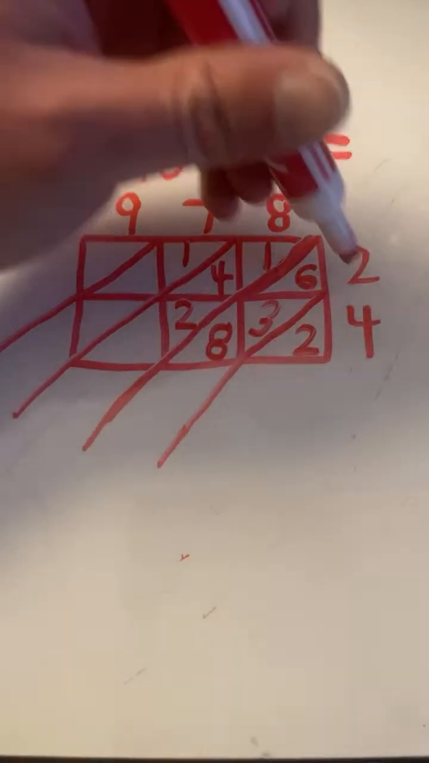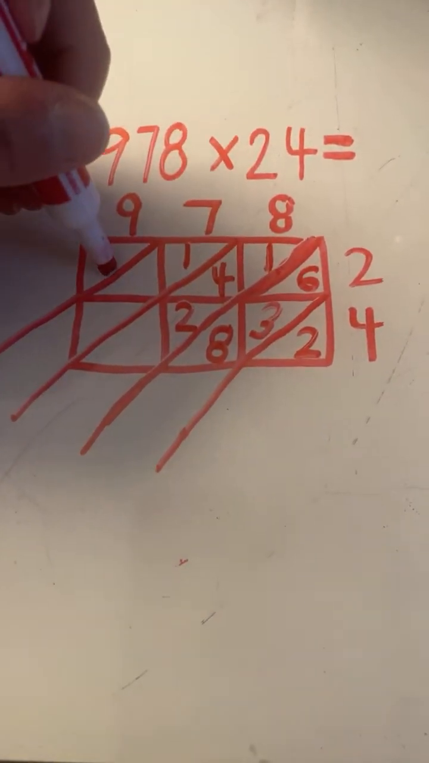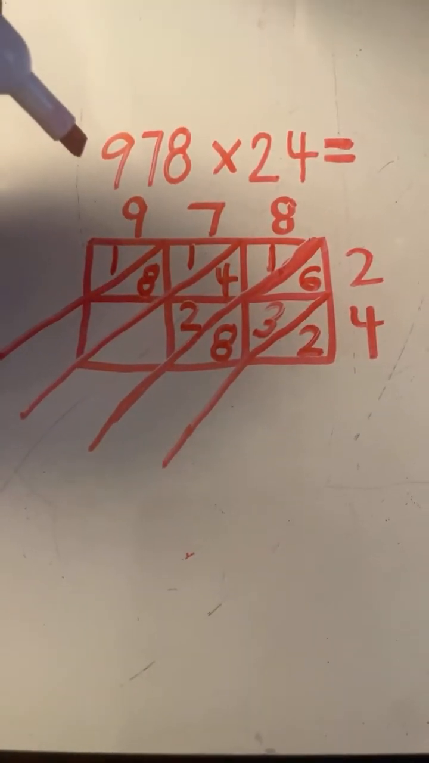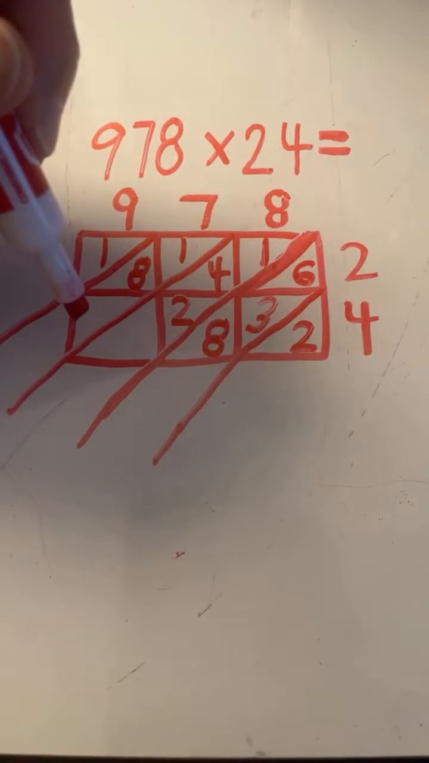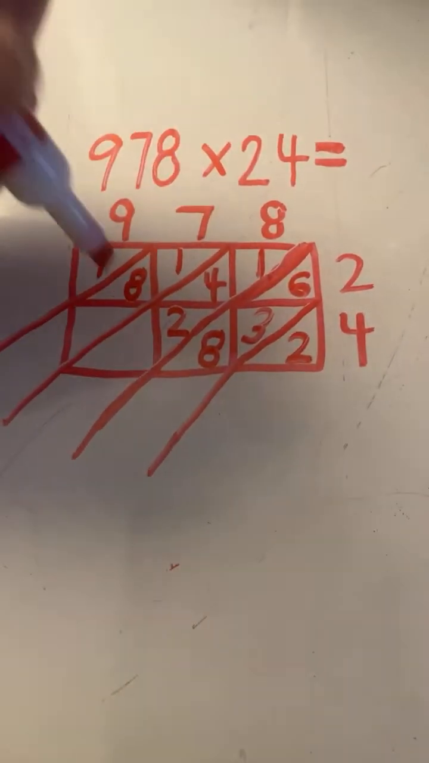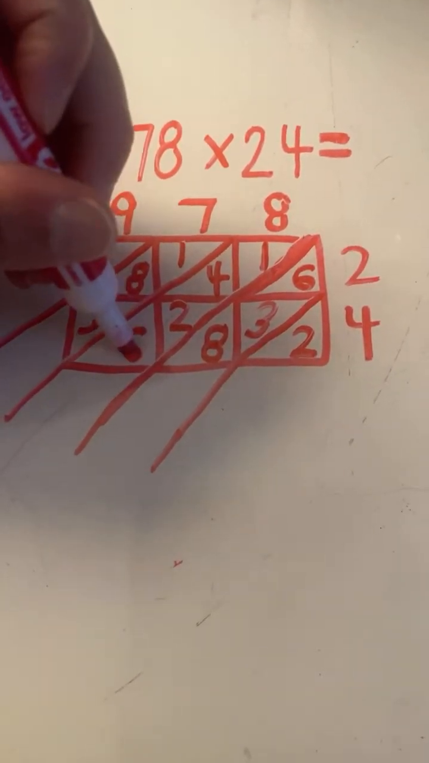Now the answer to 9 times 2 goes in this square. So 9 times 2 equals 18. So we're going to put a 1 here and then an 8 in the other triangle here. Then the bottom square is the answer to 9 times 4. 9 times 4 equals 36. So we're going to put a 3 in the first triangle and then a 6 in the second triangle.